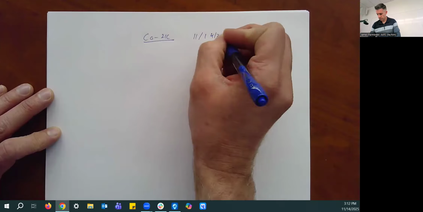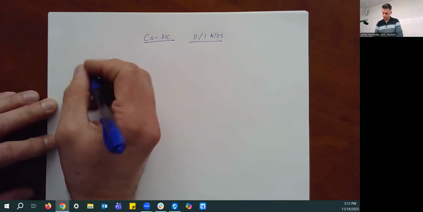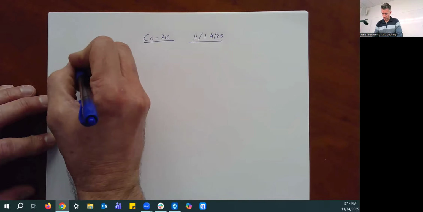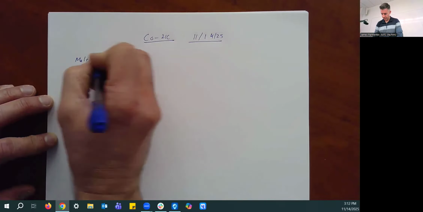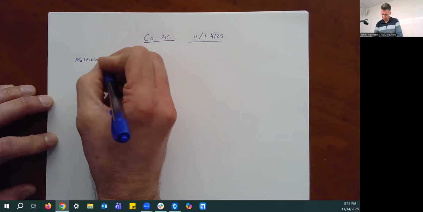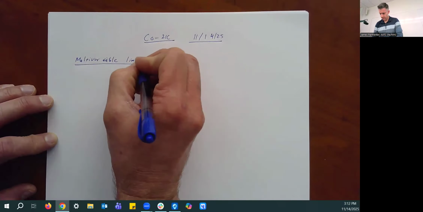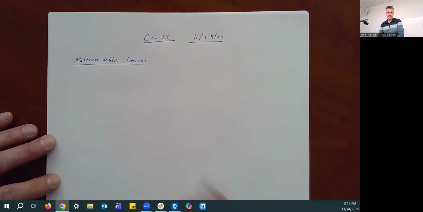Let me grab my examples here. So let's look at some more examples of multivariable limits, which are the things we were doing last time. So let's look at something like this.